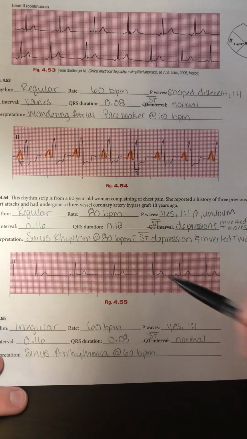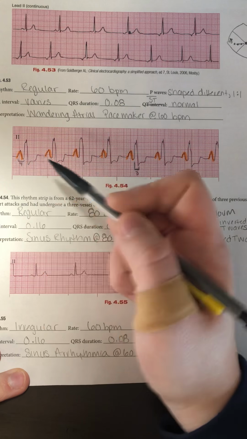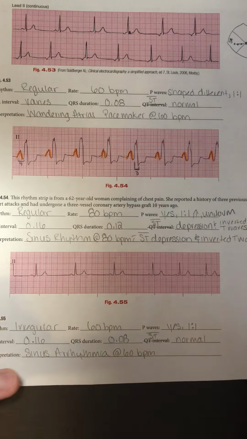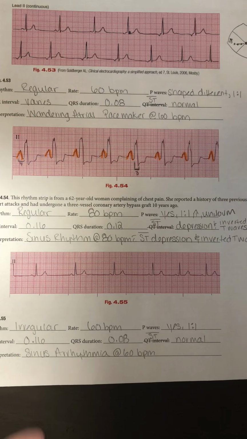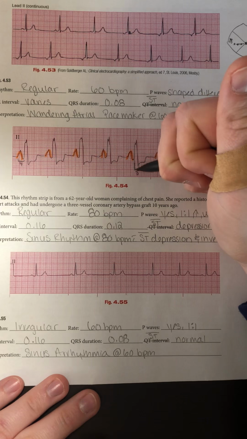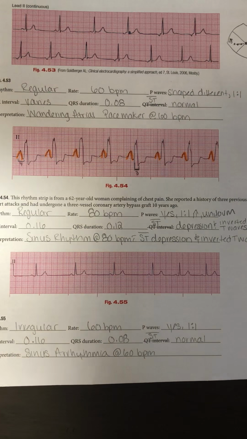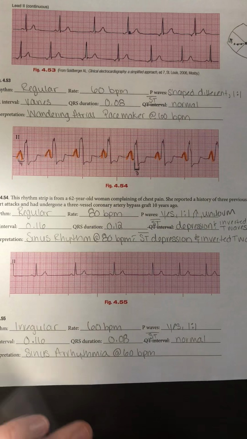My PR interval I measured out to be 4 blocks, so I measured this PR interval over here, might be about 4.5. So I put 0.16 seconds, which falls within that normal range. My QRS duration, it looks kind of wide and bizarre, but it's actually only 3 blocks across. So it's right on the edge of being normal, but it is still within that normal range. So I put 0.12 seconds.